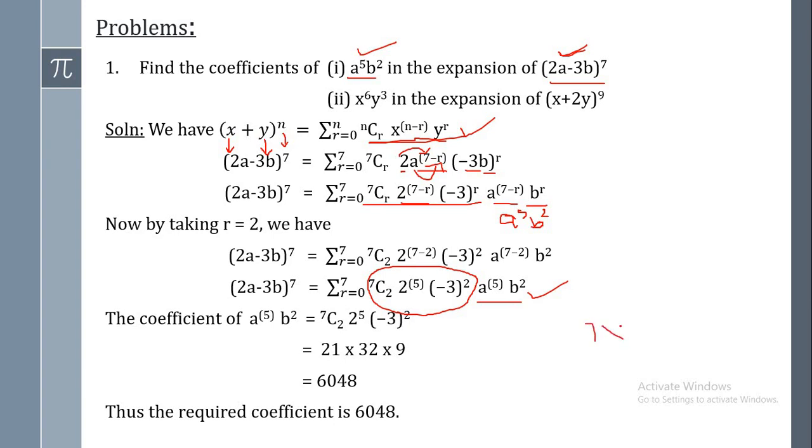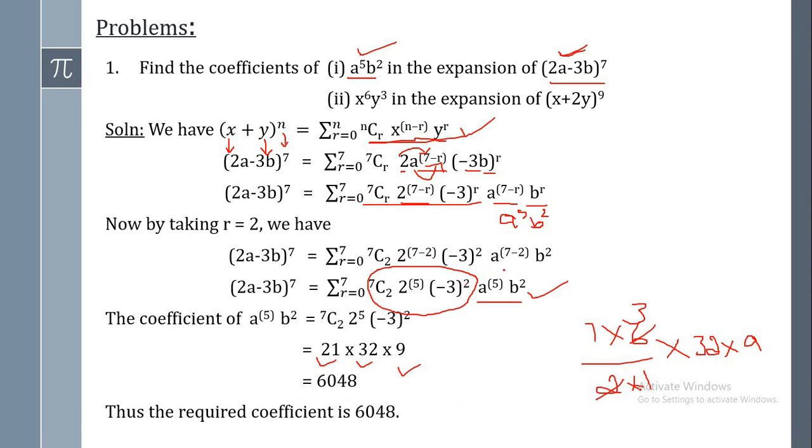7C2 means 7 into 6 divided by 2 into 1. The value of 7C2 into 2 power 5, that is 32, into minus 3 whole square, that is 9. 2 1s are 2, 3 3s are 21. So 7 3s are 21, 32 and 9. The product of this is 6048.